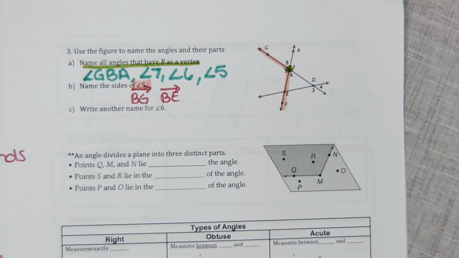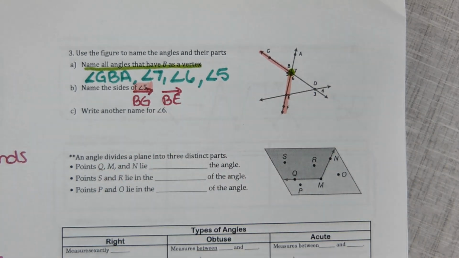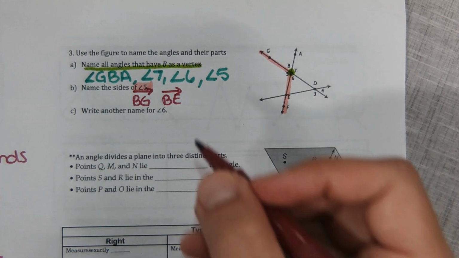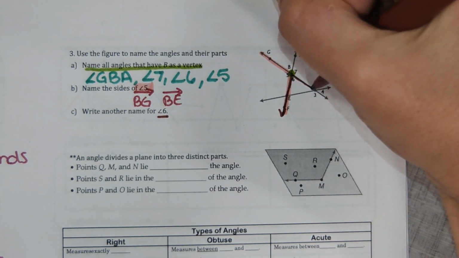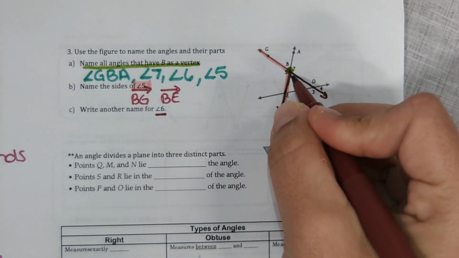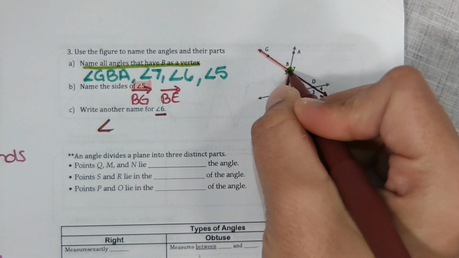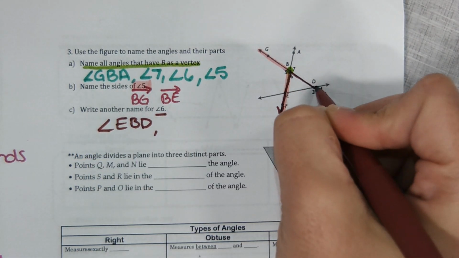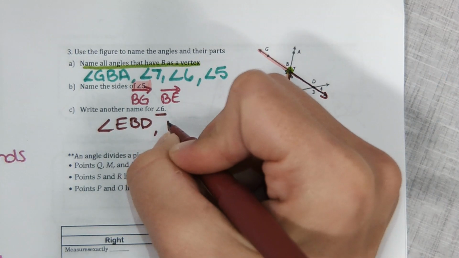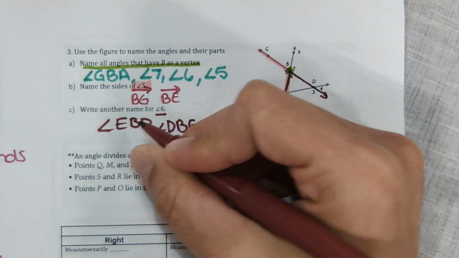And then write another name for angle 6. Let's see. Angle 6 is, I'm going to use a different color. I'm running out of colors though. Okay, angle 6 is right here. Write another name for angle 6. Okay, I can name it by the letters. So I could say angle EBD. I could also say angle DBE, as long as the vertex is the middle letter.